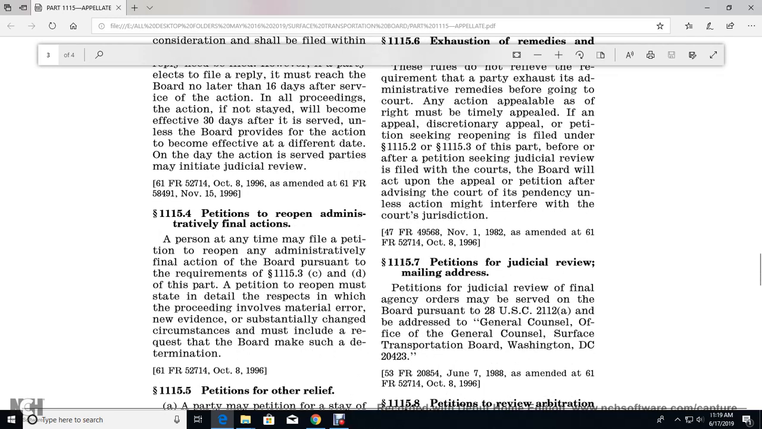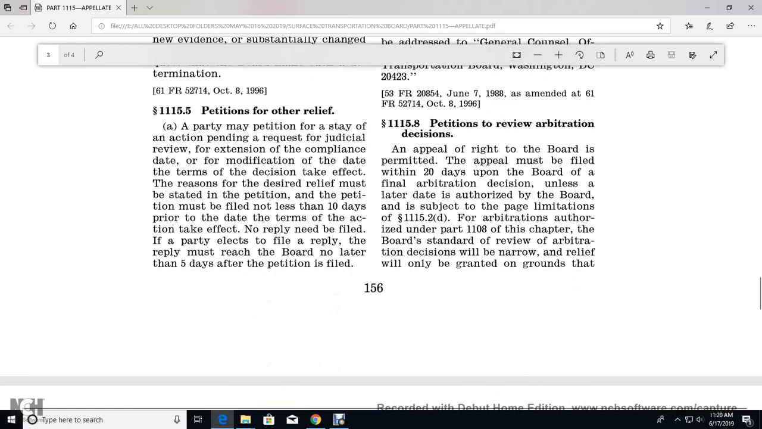11.15.4, Petition to reopen administrative final action. A person may, at any time after the filing of the petition, request reopening of the administrative final action pursuant to the requirements of 11.15.3 of this part. The petition to reopen must be in detail, identifying the respective proceeding involved, and must show material error, new evidence, or substantial change in circumstances.